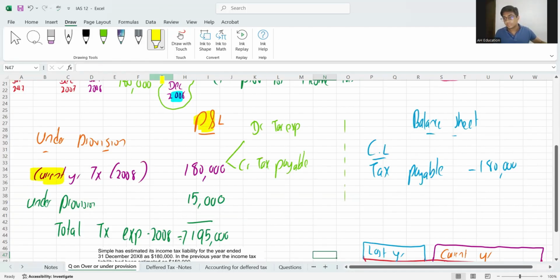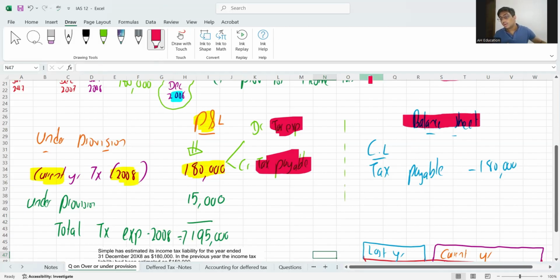Under your current year taxes of 2008, you will be showing an amount of 180,000. Why? Because this is an estimate for your current year, which ends on 31st December 2008. And the double entry in simple terms is: debit your tax expense. That is what I'm doing here. Can you see here? I'm debiting my tax expense by 180,000. And where will I credit it? I'll be crediting it under my tax payable or income tax provision.